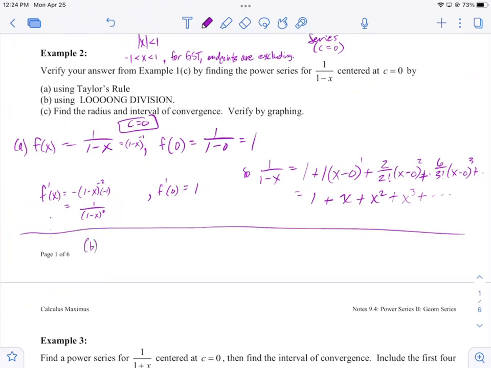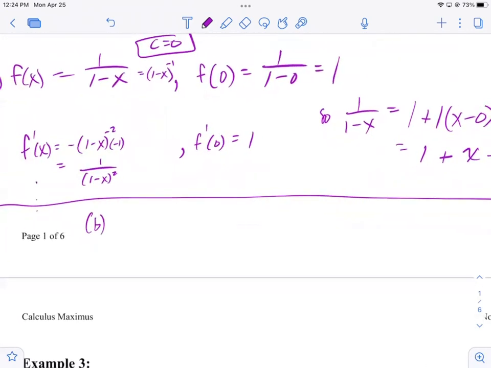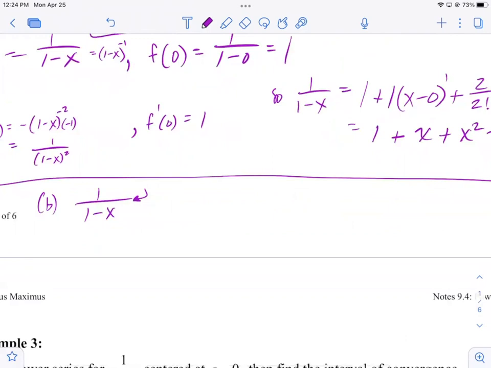Using long division, okay? That one's kind of an interesting one, because if I have 1 over 1 minus x and you lean in real carefully, that little horizontal bar, you'll hear it say what? Divide me, divide me. You hear that? Who wants it? Yeah. Who wants it? So 1 goes on the inside, 1 minus x goes on the outside.